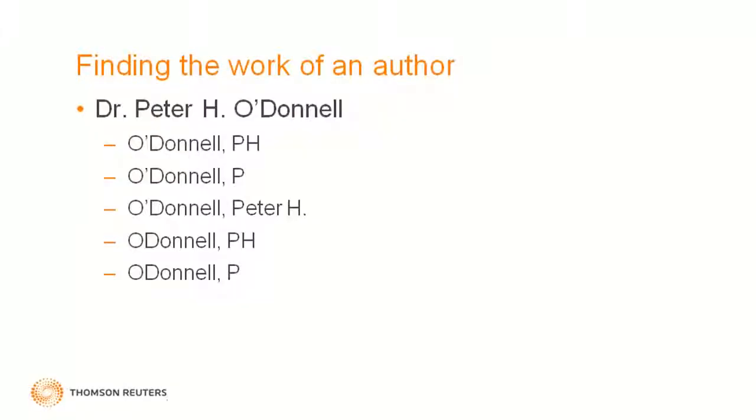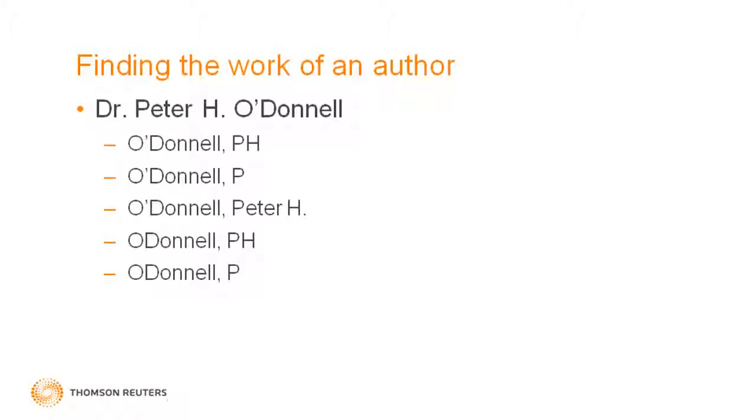If you're trying to find your own work or the work of a particular author in Web of Science core collection, this video will provide you with some tips for improving the accuracy of your searches. In research literature, a single author's name may be listed differently from one publication to the next, and it's important to take these variations into consideration.